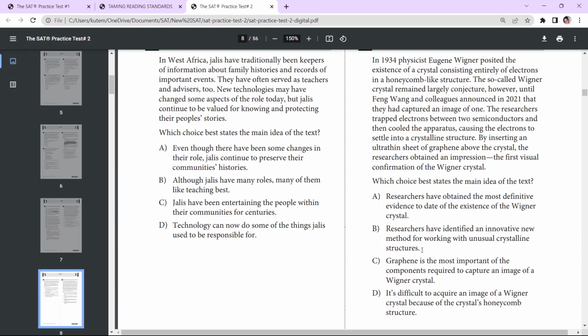I can already eliminate C, because it only talks about something that's in one sentence, graphene above the crystal. So it takes one sentence and tries to make it the main idea, just like, which example did we have? Just like D, which took one sentence and tried to make it the main idea. So C is definitely out. So we're looking for an answer that talks about the crystal structure, basically. So now, what do you guys think? A, B, or D?